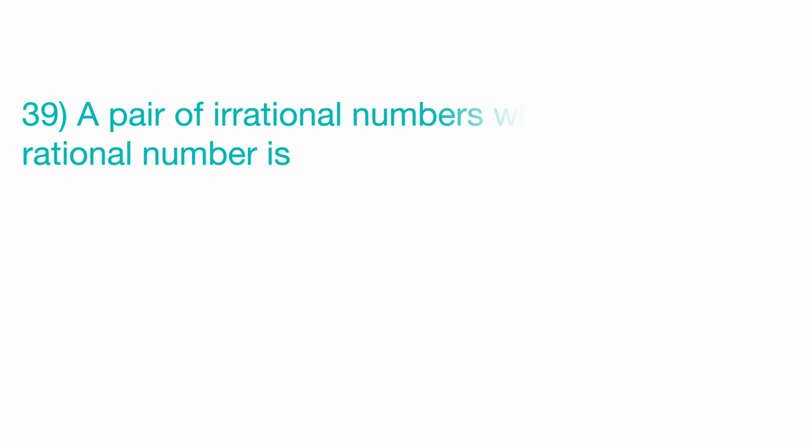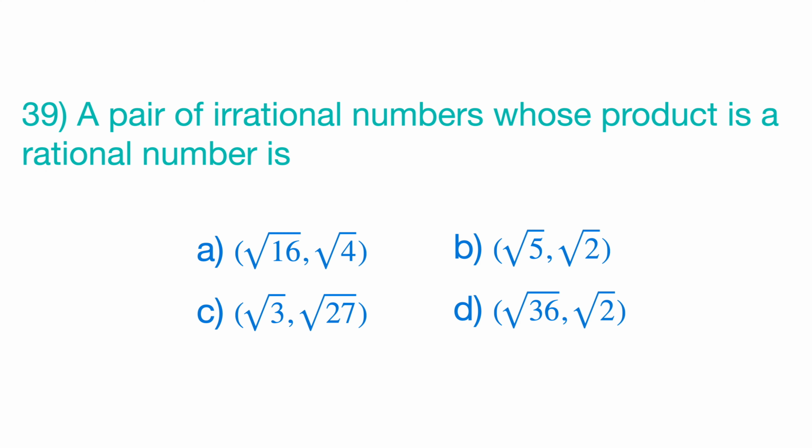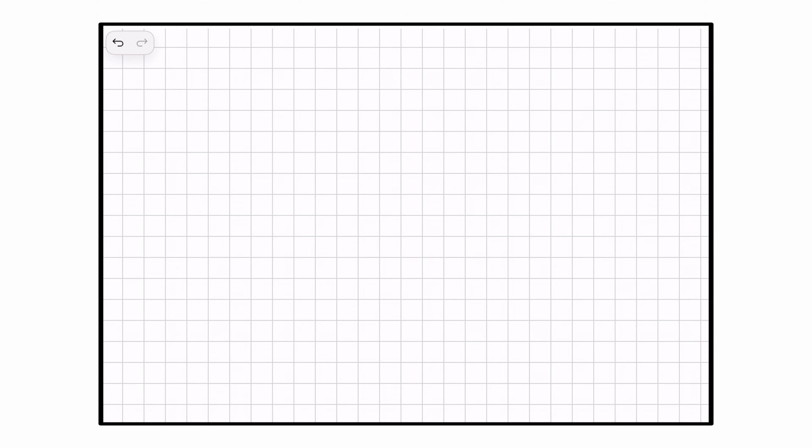A pair of irrational numbers whose product is a rational number is, we are given 4 options. We will go through one by one. The first option is root 16 and root 4, and so we can write root 16 into root 4. This is equal to 4 into 2, which is equal to 8. This is a rational number and this is a rational number. That means we are multiplying two rational numbers, and option A is not the one we need.